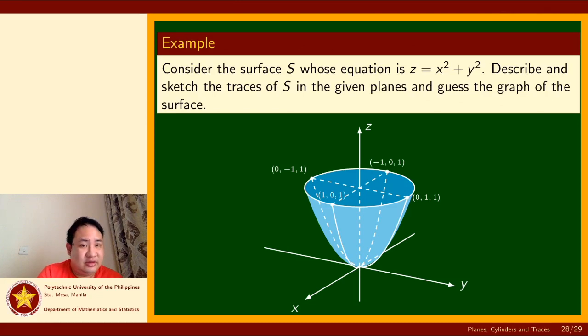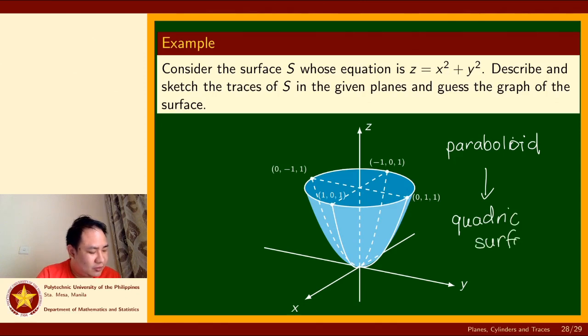This surface is what we call in the business a paraboloid. And this is an example of a more general type of surface called quadric surfaces. Just as in the plane you have conic sections, in 3D we have quadric surfaces as counterparts. This one is called a paraboloid. In the next lesson, we will be talking about quadric surfaces: how we can classify a surface using its equation.